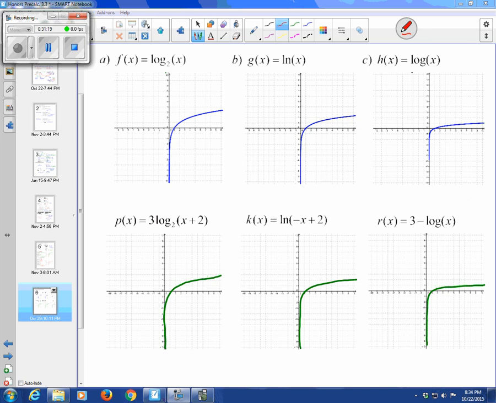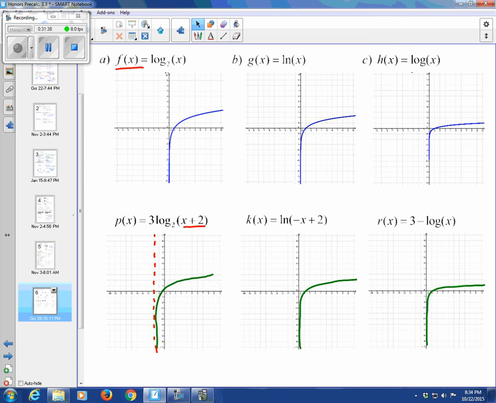So right here, initially what we can say with our p of x, which is a transformation from our f of x, is that we are adding 2 inside the logarithm, which is going to shift us to the left 2. Right? So we're moving 2 in the negative direction. And basically that means our vertical asymptote is not going to be on the y-axis anymore. It's now going to be at negative 2. So we can see that there.